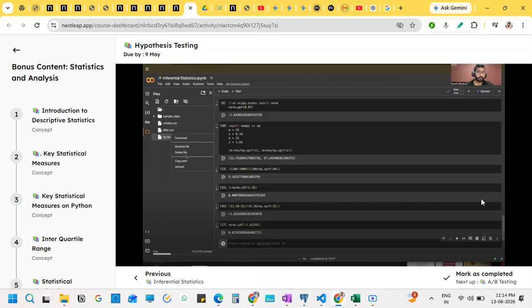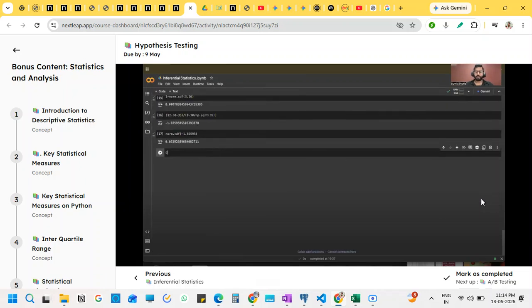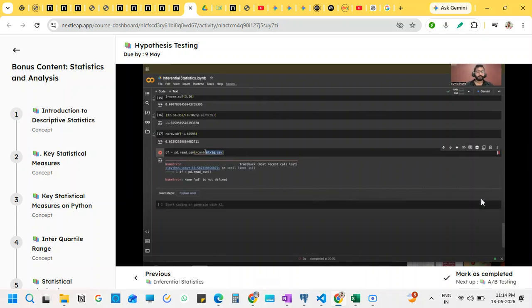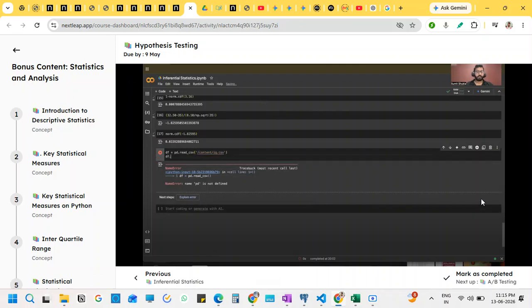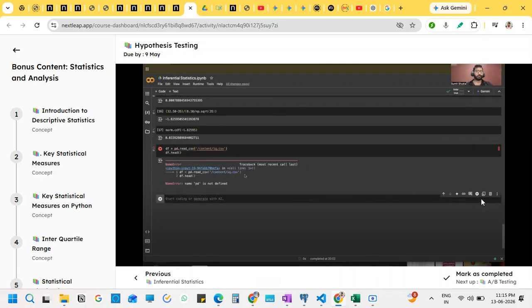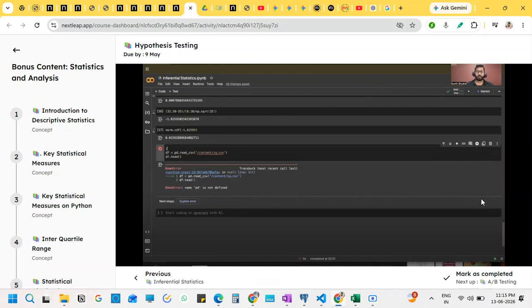Okay, so let's now solve a few problems. So df is equal to pd dot read underscore csv. Oh, sorry, I haven't provided the path. df, okay. df dot head. Okay, we haven't imported pandas. Okay, import pandas as pd.